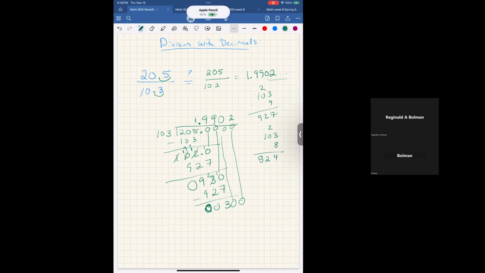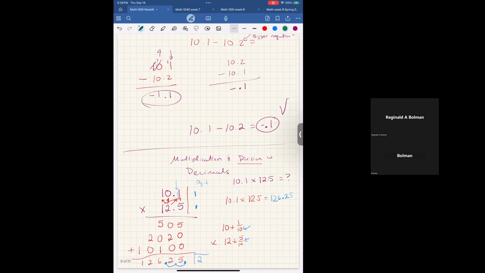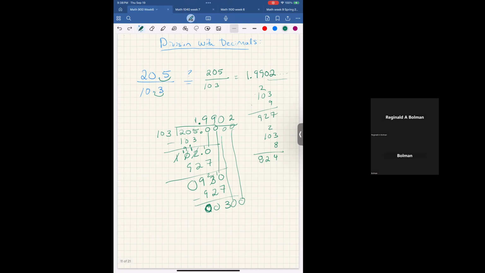So this is, of course, just our crash course into multiplication and division with decimals. I hope that students have remembered and/or refreshed their memory from their middle school classes, and I will see you in class.